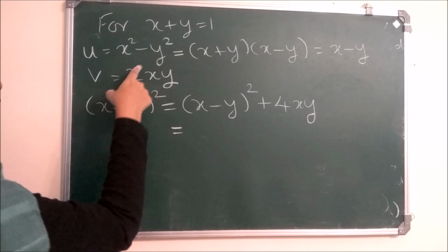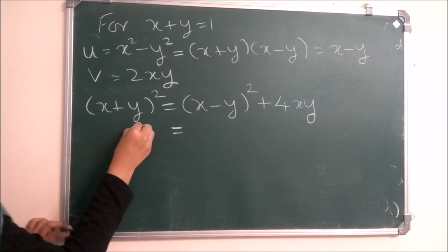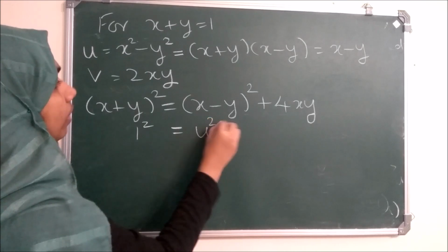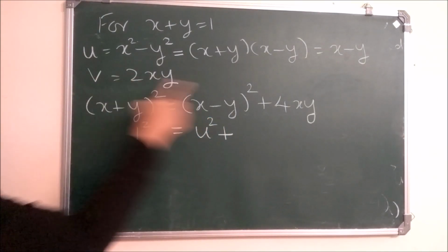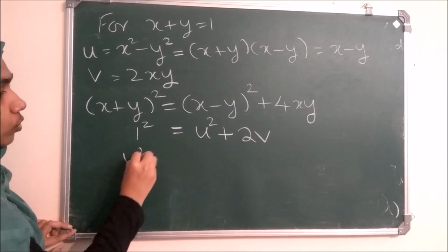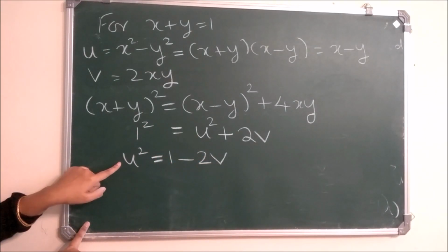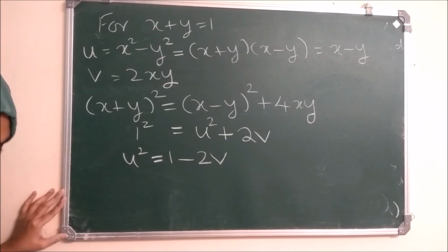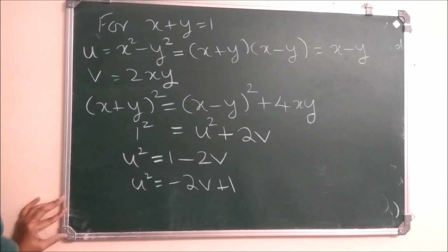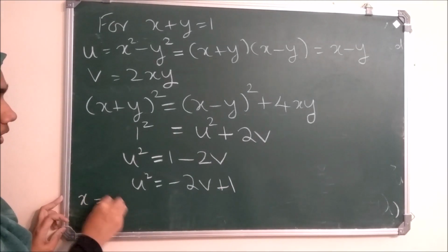So X plus Y whole square is equal to X minus Y the whole square plus 4XY. So here we already know X minus Y as U and X plus Y is 1. So 1 square is equal to U square plus 2XY, which is V, so 4XY will become 2V. So you can see this U square is equal to 1 minus 2V. This also represents a parabola. U square is equal to minus 2V plus 1.